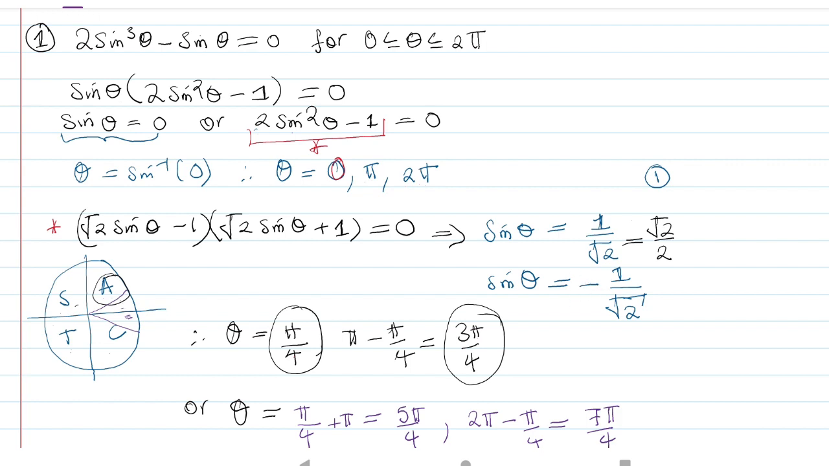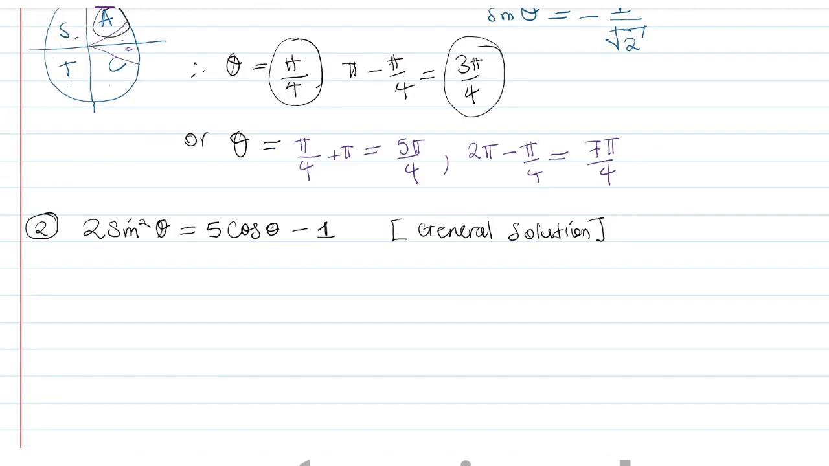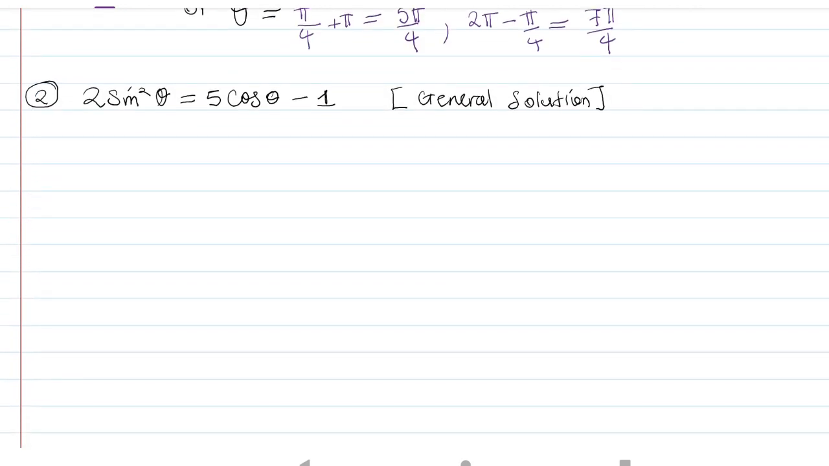And for the negative values, we have 5 pi over 4 and 7 pi over 4. Very good. Let us look at the second question. The second question demands a general solution. And it says 2 sine squared theta is equal to 5 cos theta minus 1.